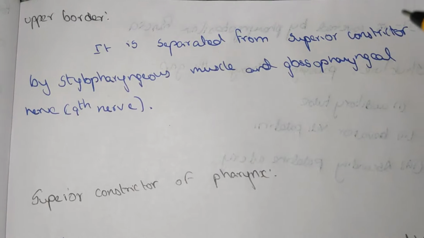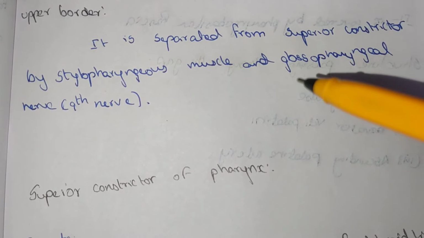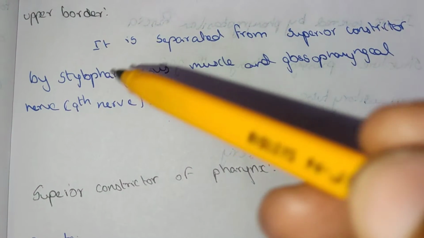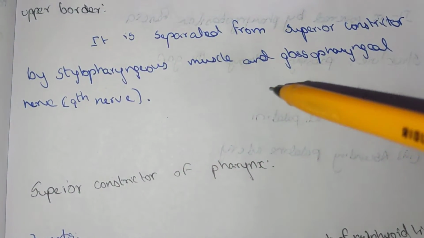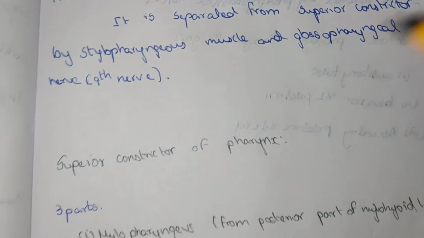The upper border separates the superior constrictor of pharynx from the middle constrictor of pharynx, which separates means the stylopharyngeus muscle as well as the glossopharyngeal nerve.